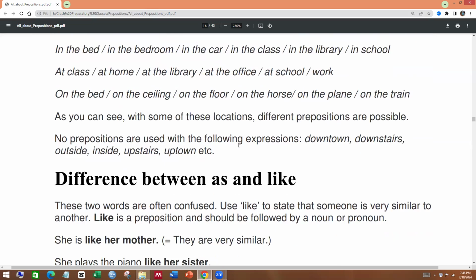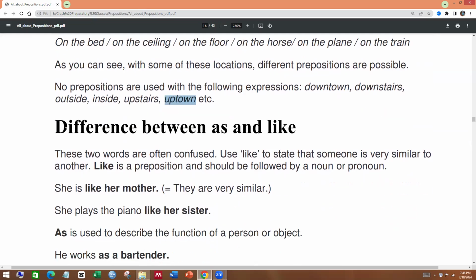No prepositions are used with the following expressions. In words के साथ preposition used नहीं होंगे. Down, downtown, downtown कहते हैं हम center of the city को, हाँ जहाँ पे markets मौजूद हो. Downstairs नीचे, outside बाहर, inside, upstairs, uptown, downtown, uptown. I think in the outskirts of the city.